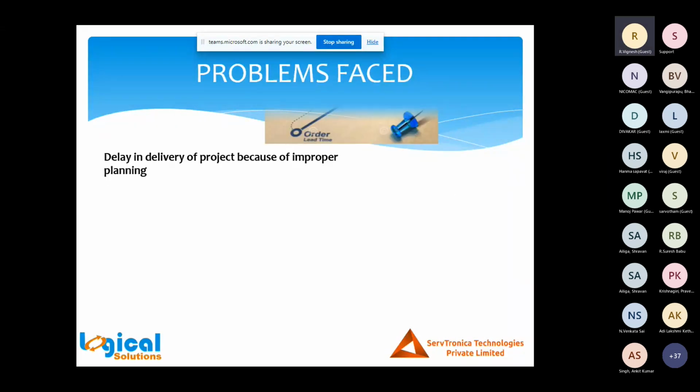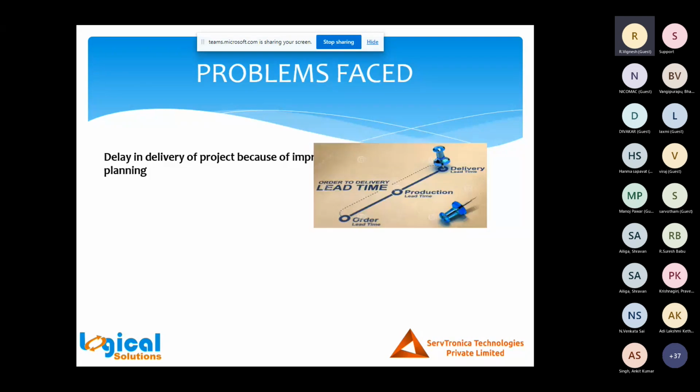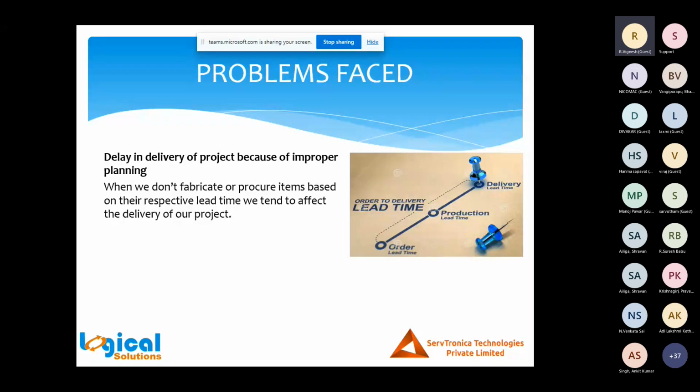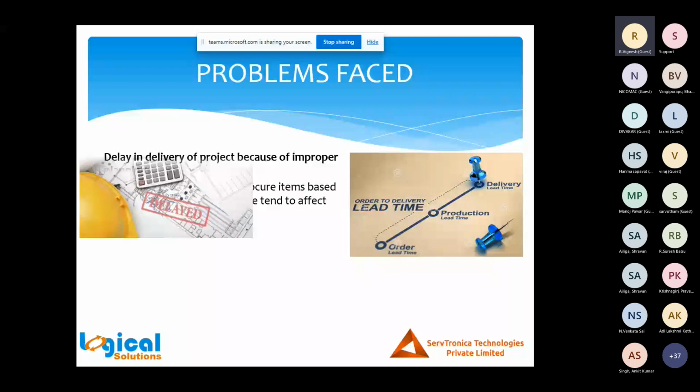Next is that the delivery of projects gets affected because of not-so-good planning. When we talk about project planning, we fabricate or procure things mostly based on the lead time. Every component has its own lead time, manufacturing lead time or purchase lead time. When we fail to plan them accordingly, the project gets delayed.